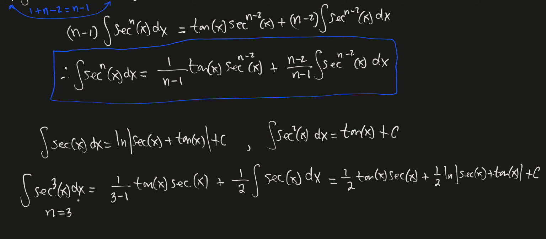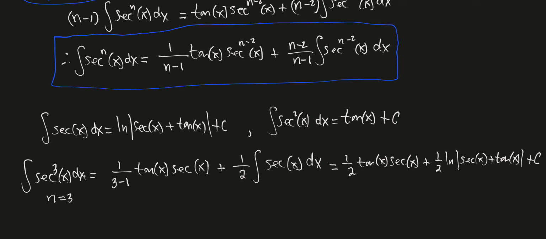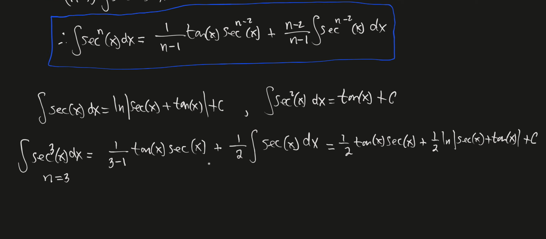Well, what does it look like for secant to the 4th power, right? Now that we know what the antiderivative of secant cubed is, I should be able to use my reduction formula again and reduce the secant to the 4th power down to one of our simpler ones, right? So let's see what happens. So we have the integral of secant to the 4th power. And for this one now, my n is 4.